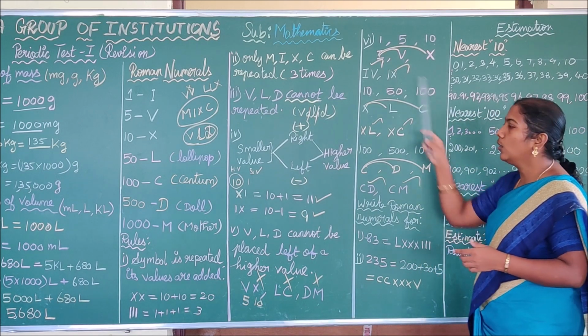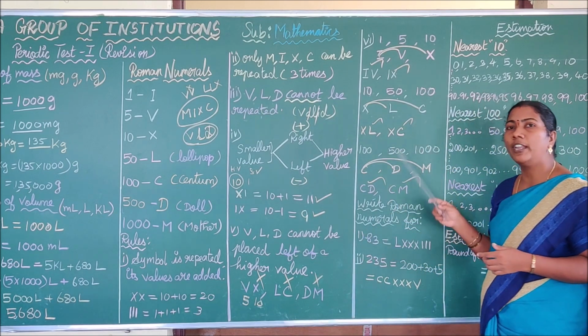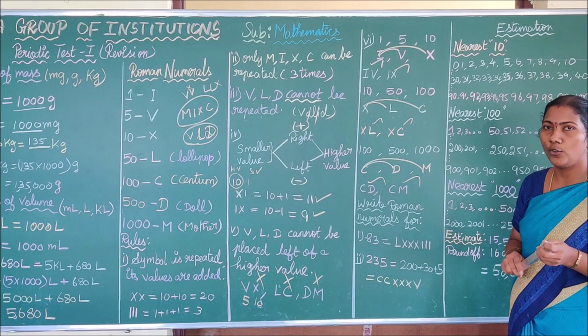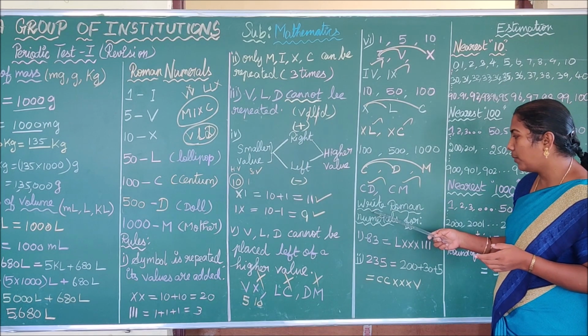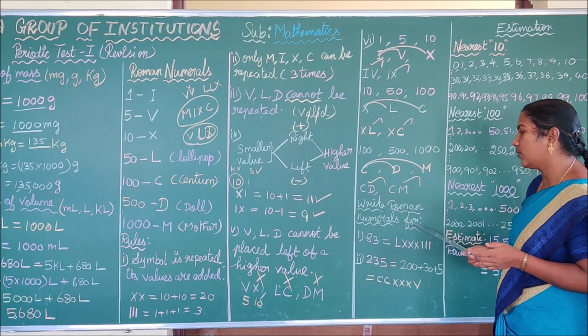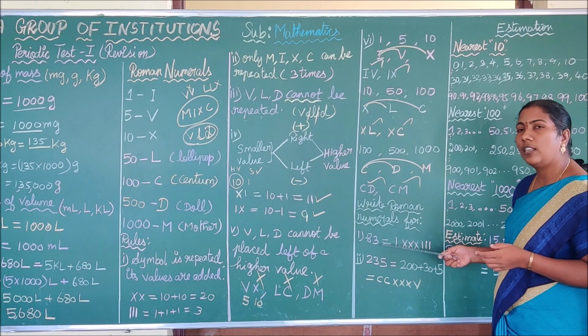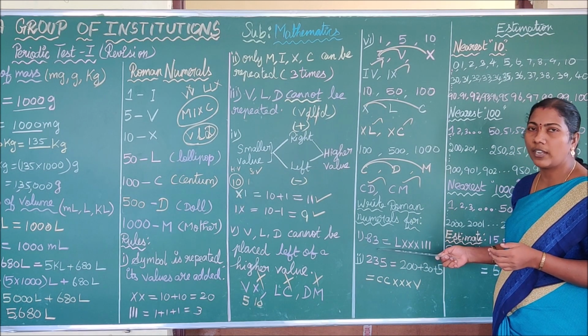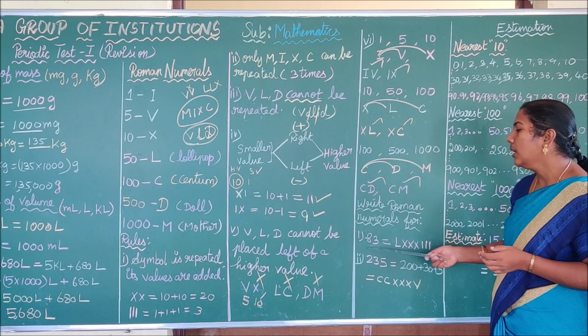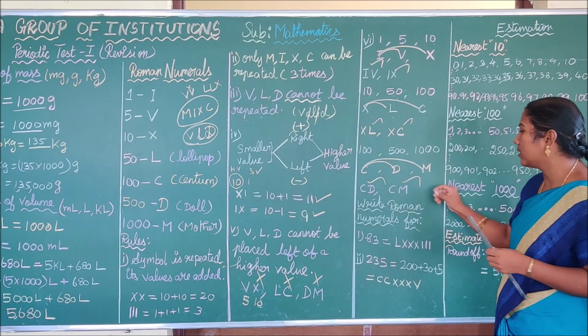Okay. These are all the rules you have to keep in your mind while writing the Roman numerals. Let us see some examples. Write the Roman numerals for the first one, 83. How can you write the Roman numerals for 83? First, you have to split this number into 80 plus 3. Okay.